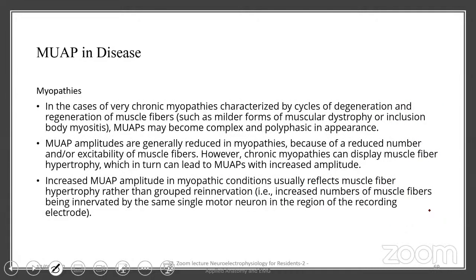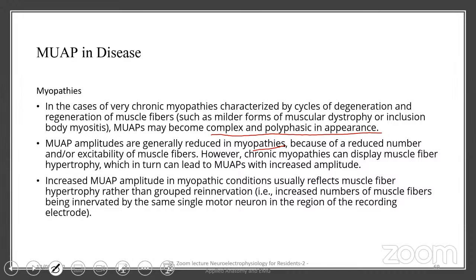In cases of very chronic myopathies characterized by cycles of degeneration and regeneration of muscle fibers, such as milder forms of muscular dystrophy or inclusion body myositis, MUAPs become complex and polyphasic in appearance. In myopathies, MUAP amplitudes are generally reduced because of a reduced number of excitable muscle fibers, whereas chronic myopathies can display muscle fiber hypertrophy, which in turn can lead to MUAPs with increased amplitude. But by and large, small amplitude, polyphasic MUAPs are characteristic of myopathy.